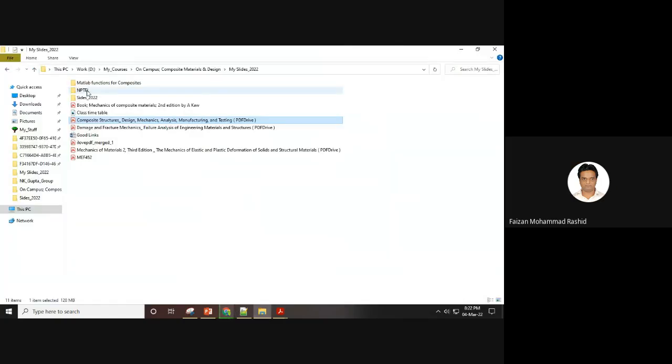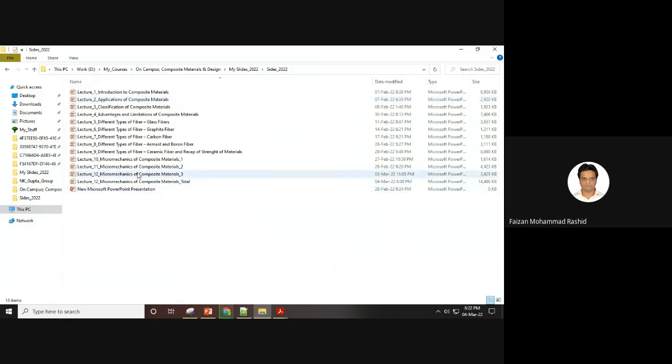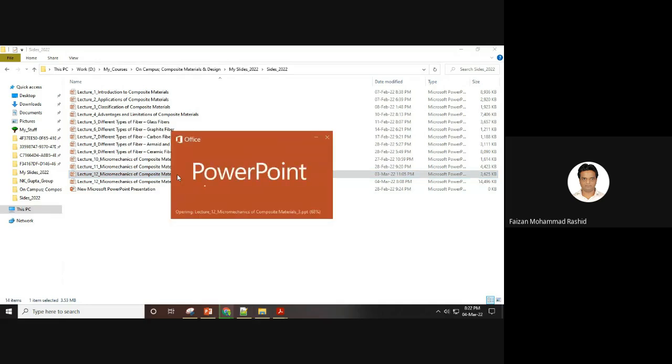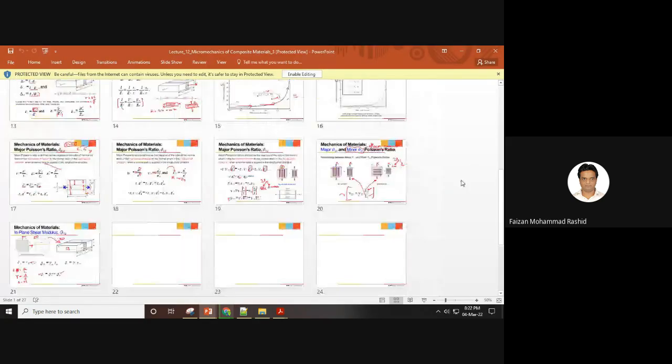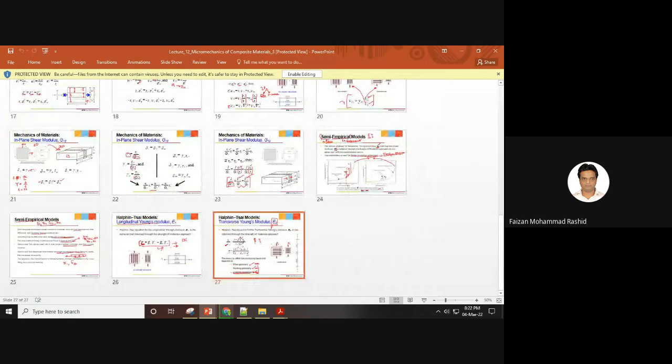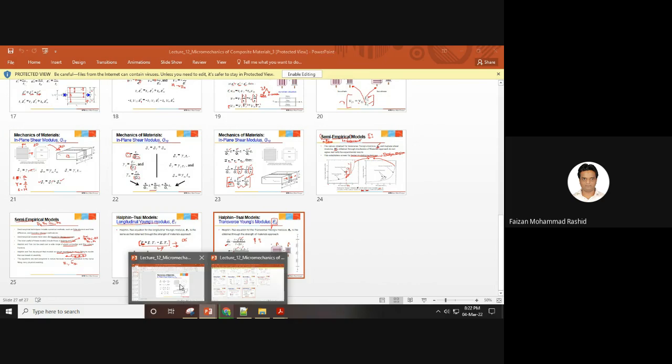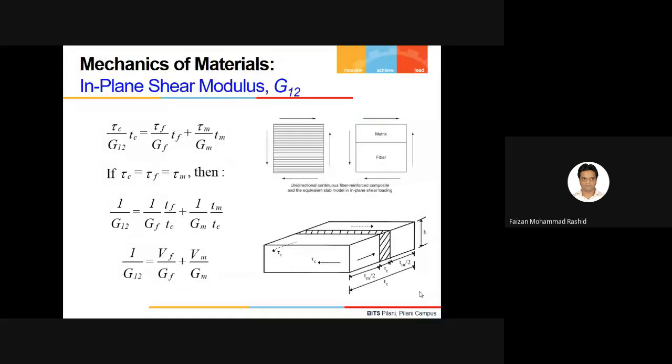So in yesterday's session, if I open the slide, I shared up to this lecture 12, which is the Macromechanics of Composite Material, third lecture. So where we were, what we have done, we looked into the Halpin-Tsai model, longitudinal and transverse stress. And I told you that this mechanics of... okay, I'll open that slide itself and we will go.